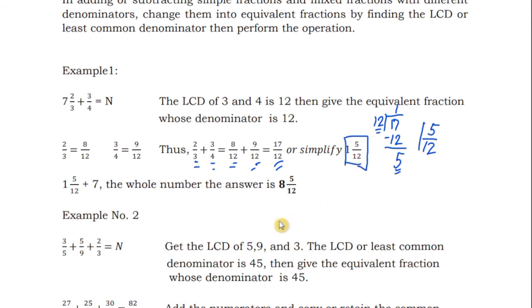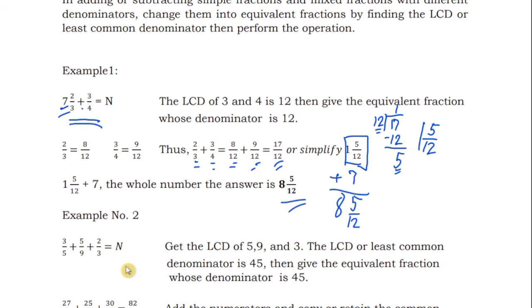So therefore, since we have a whole number from the original problem, which is 1 here, we are only performing the operation on the fractions. So we now have 17 over 12, and the simplified one is 1 and 5 over 12. So we now have here 7. So 1 plus 7 is 8. Then copy 5 over 12. So that is why we now have our final result as 8 and 5 over 12.